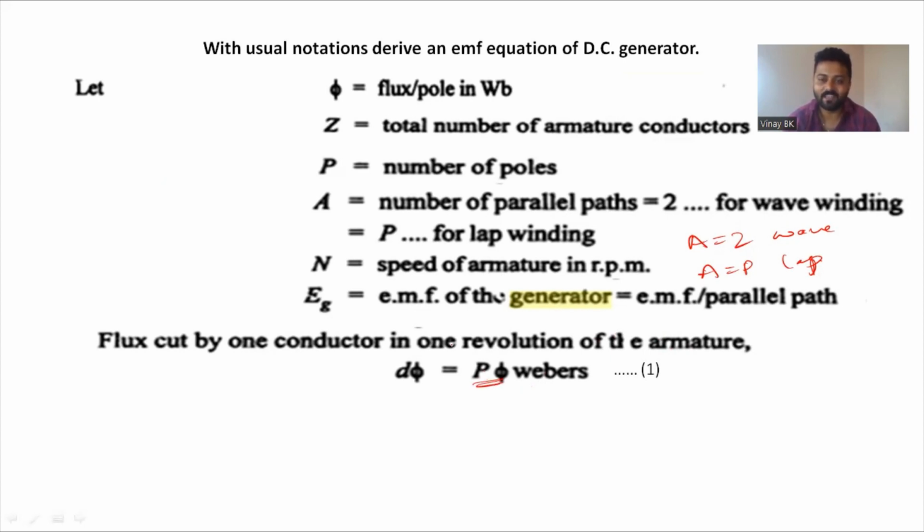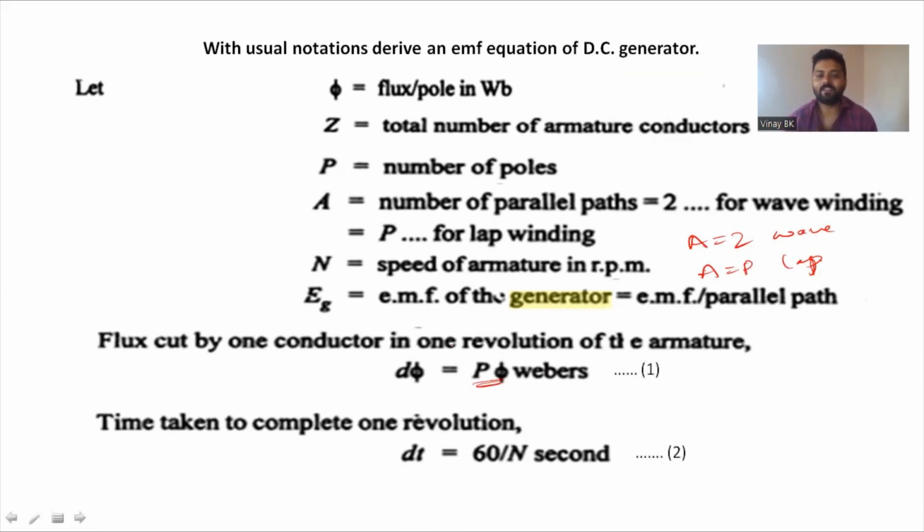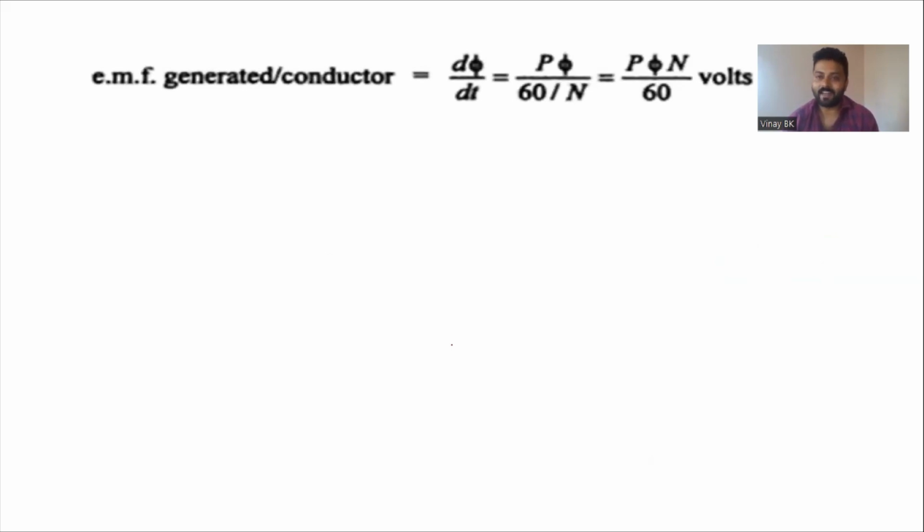This is equation number 1. Then we define dt, the time taken to complete one revolution, which is 60 by N seconds. Once you know d phi and dt, you can define the EMF generated per conductor according to Faraday's law of electromagnetic induction. EMF generated per conductor is given by d phi by dt, whereas d phi is nothing but P into phi and dt is nothing but 60 divided by N. By rewriting this, you get P phi N by 60 volts. Remember, this is the EMF generated per conductor.